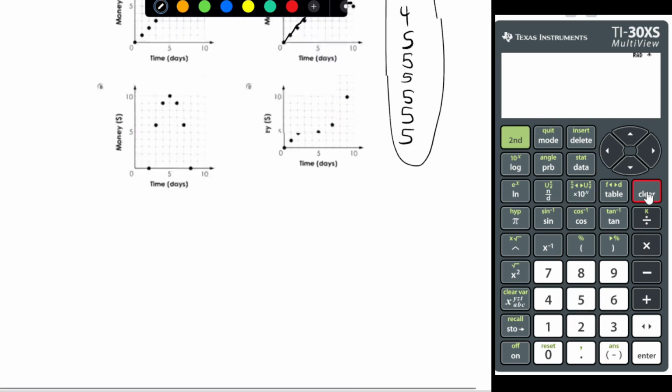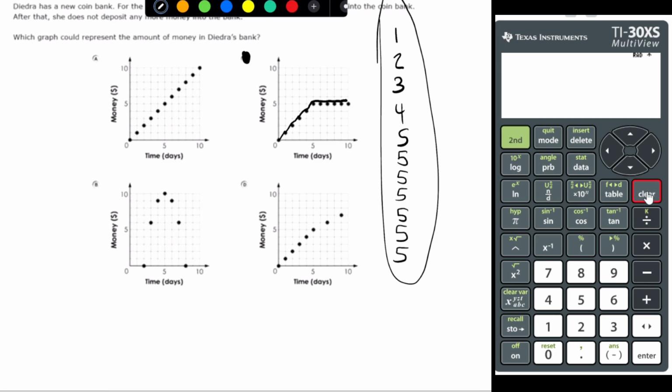All right. So that wraps up this standard. That wraps up functions. What a meaty unit that was. All right. So that's going to do it for this standard.